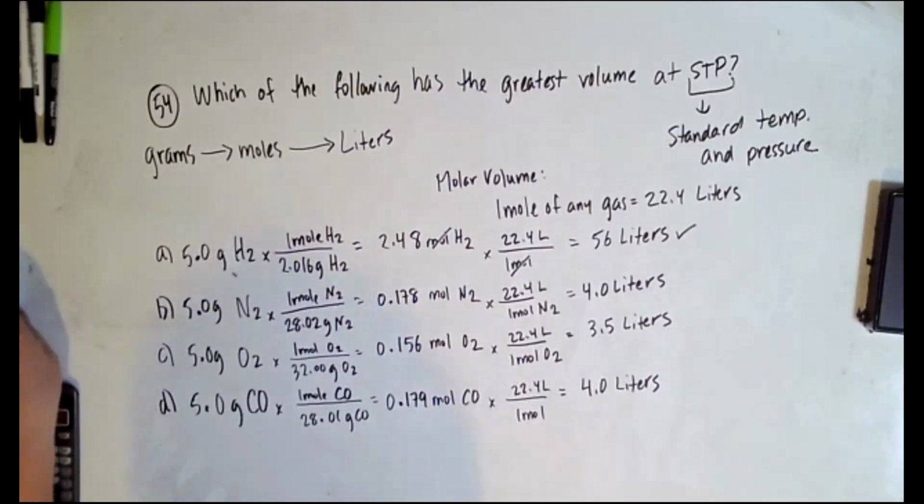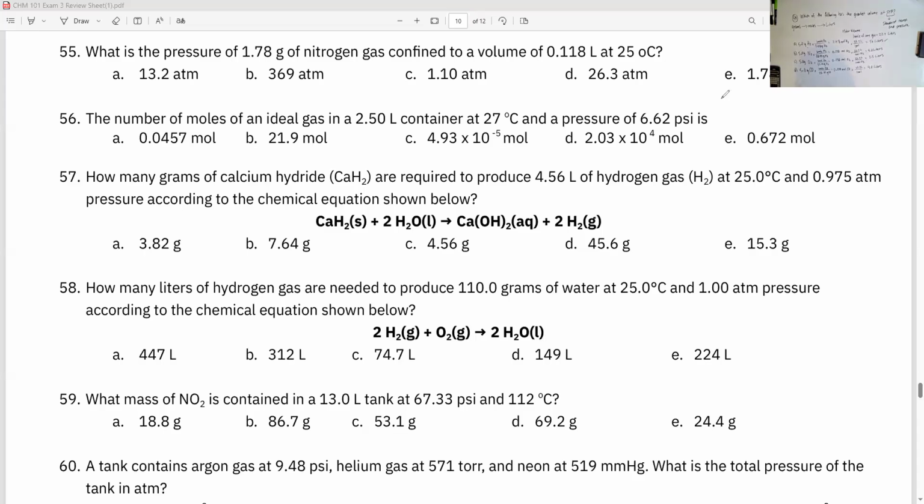All right, let's put up some of these next questions. So for number 55, they're asking us to find the pressure of 1.78 grams of nitrogen that's confined to a volume of 0.118 liters at 25 degrees Celsius. So in that case, they're asking us to find pressure. They're giving us the other values. So that'll be the ideal gas law.